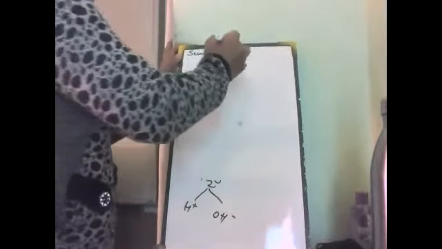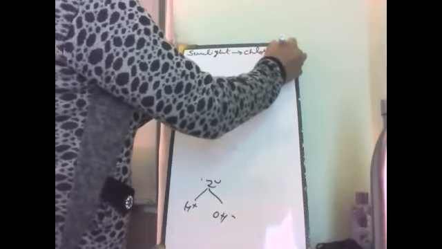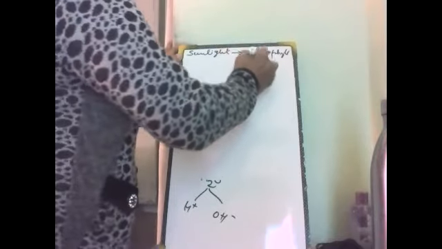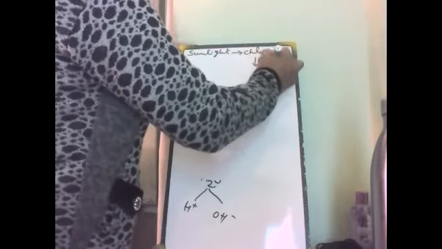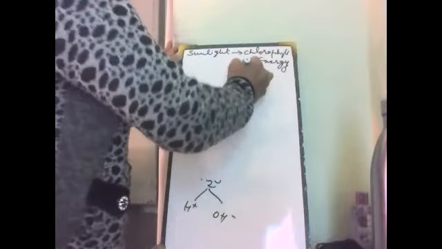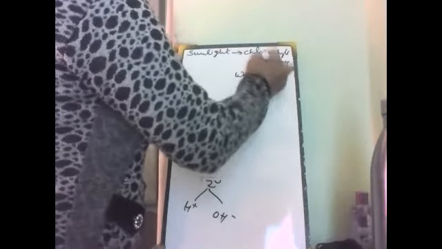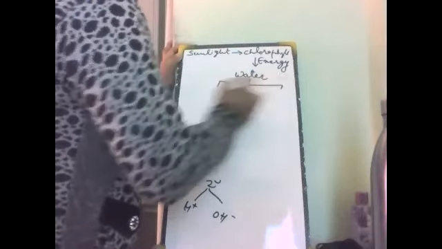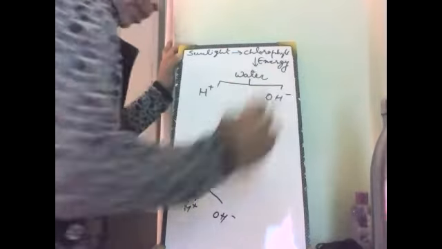Sunlight acts on chlorophyll. This chlorophyll and sunlight produce energy for the plant. This energy reacts on the water and splits the water into H plus ion and OH minus ion.